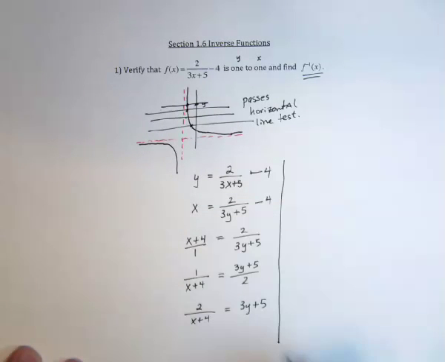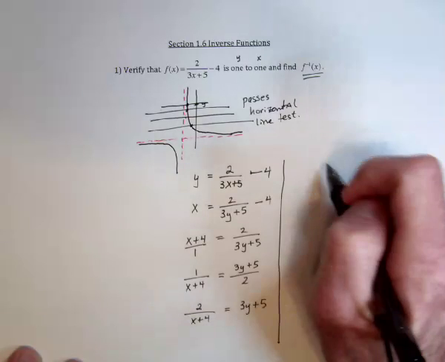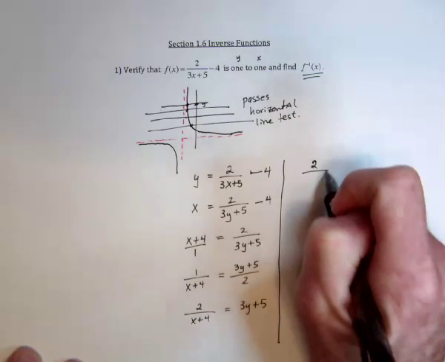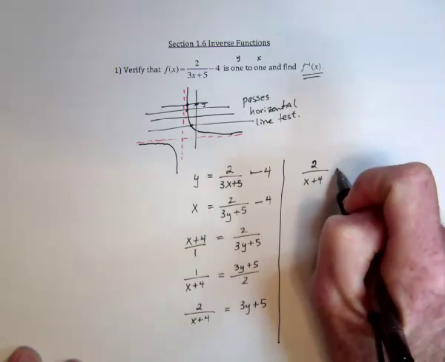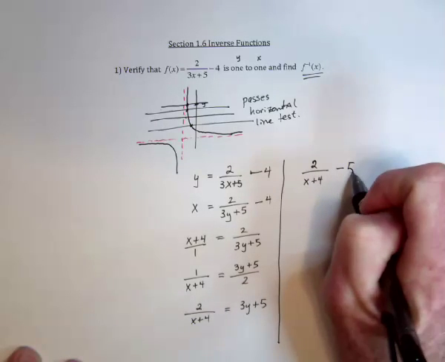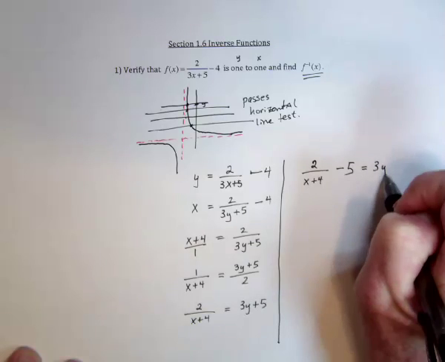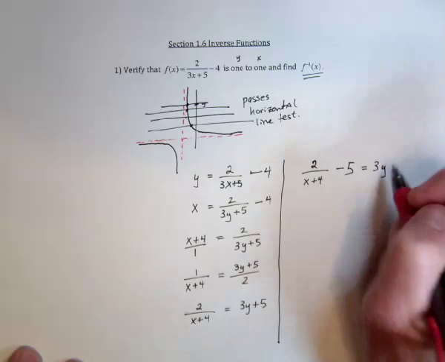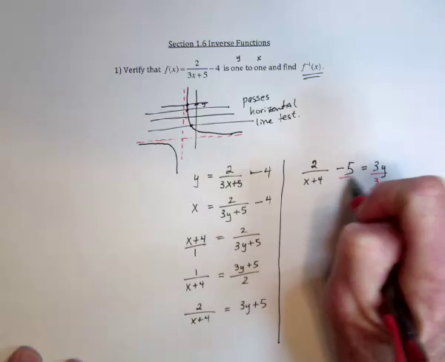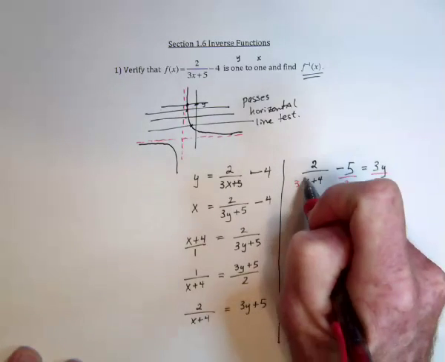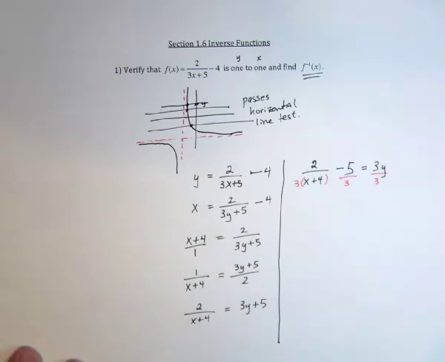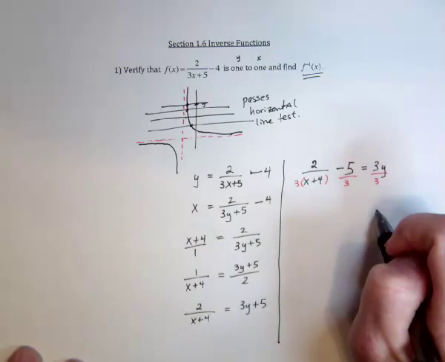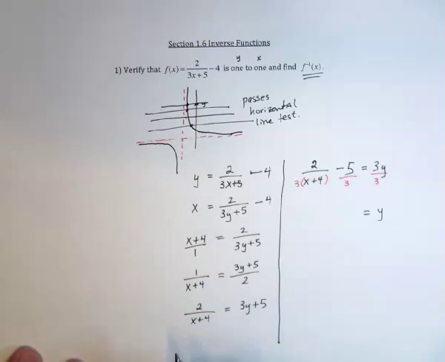Subtract 5 from both sides. So we have the fraction 2 over x plus 4. Now subtract 5 from both sides, so minus 5. And finally, to eliminate the 3, divide by 3. So I can divide all terms by 3. So put a 3 in the denominator for all of them. That eliminates the 3 on the right-hand side.